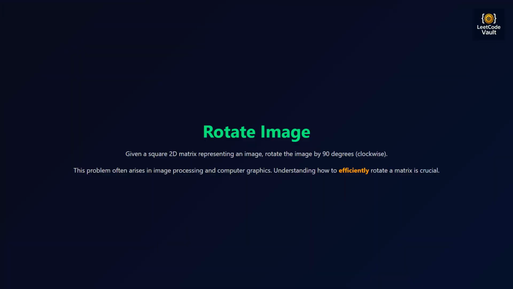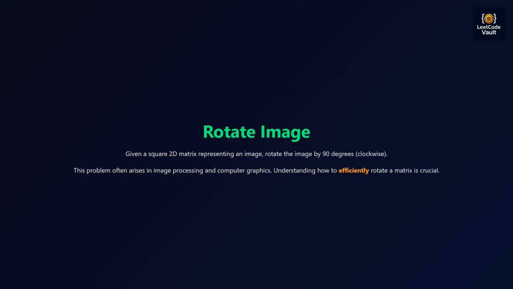Today we're tackling LeetCode problem number 48, Rotate Image. This is a medium difficulty problem that often shows up in coding interviews, so mastering it is a great boost to your skills. The problem statement is straightforward. You're given a square matrix, represented as a list of lists in Python, and your task is to rotate the image by 90 degrees clockwise.